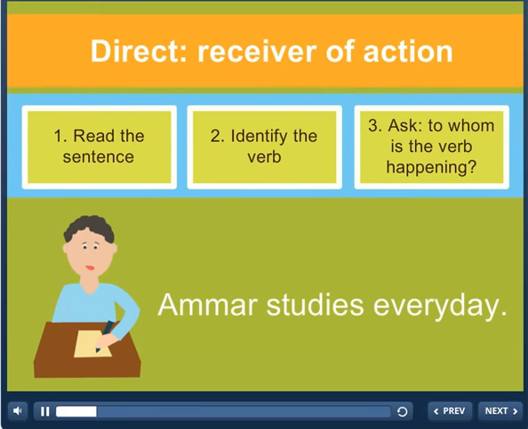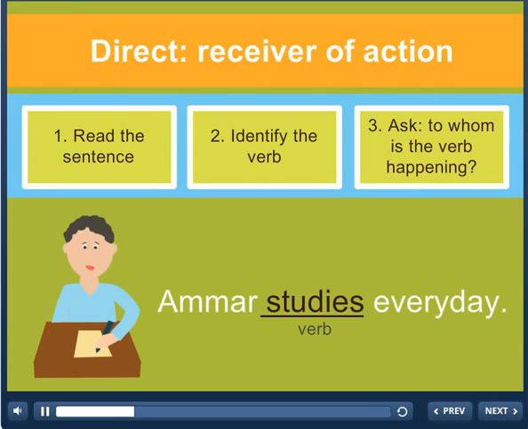Ammar studies every day. The verb is studies. Who studies? Ammar. Ammar is the subject. What does he study? We don't know. In this sentence, there is no object for the verb studies.